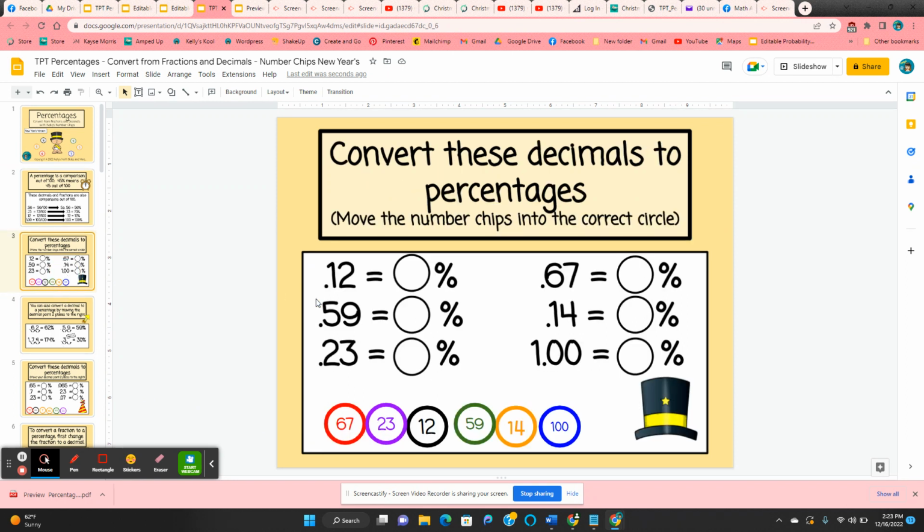Now on the next slide, they're going to use the number chips. So that means they're going to use every single number. It needs to go in one of these blank circles. And this slide's pretty simple. It's just giving that straight comparison of 12 hundredths would be 12%, 59 hundredths would be 59%, and so on. So that one's pretty simple. Give them a little bit of practice moving the circles.